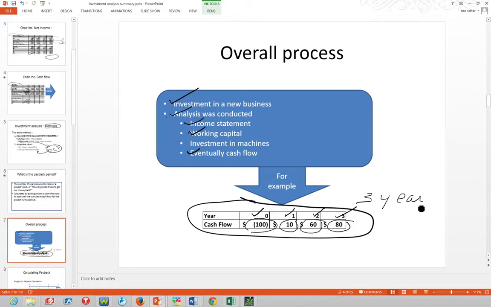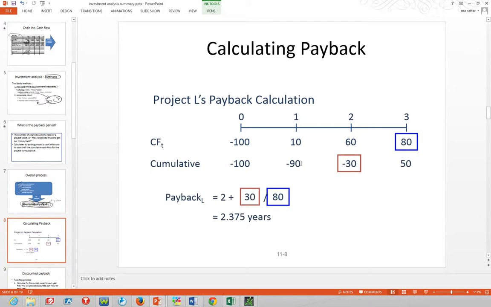And what I want to do is use these numbers over these years and walk you through these methodologies. Okay, so the first one I want to talk about is payback.